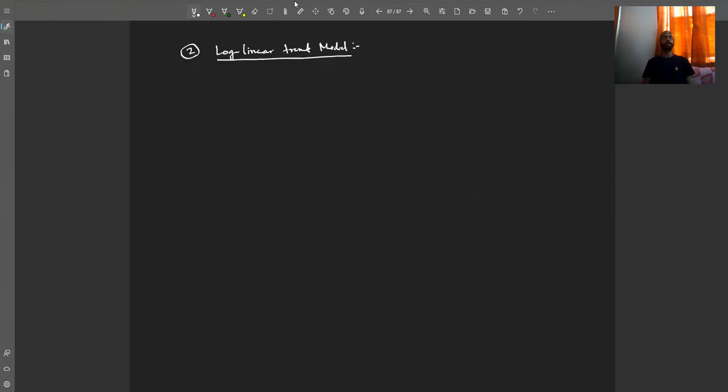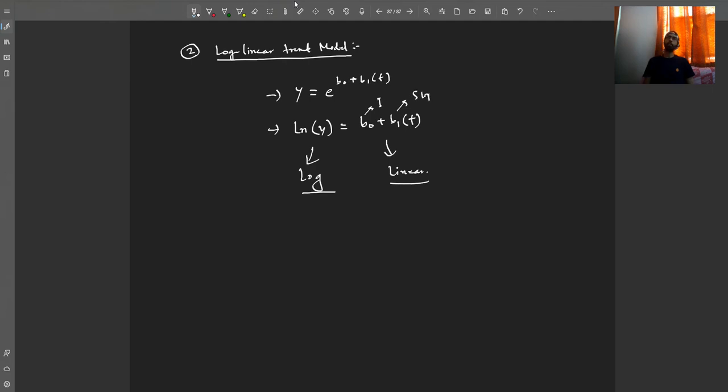Let's see how that looks like. Let's say the dependent variable y varies exponentially with respect to time. So y is equal to e to the power b0 plus b1 into t. This is the equation. If we just rearrange the equation a little bit, this becomes natural log of y is equal to b0 plus b1 multiplied by t. This is called a log linear model. Why? This side it is logged and this side it is the same as linear. Similar to the previous one, we can find out each of the values for each of the time periods, right? b0 is the intercept, let's say, and b1 is the slope, right?